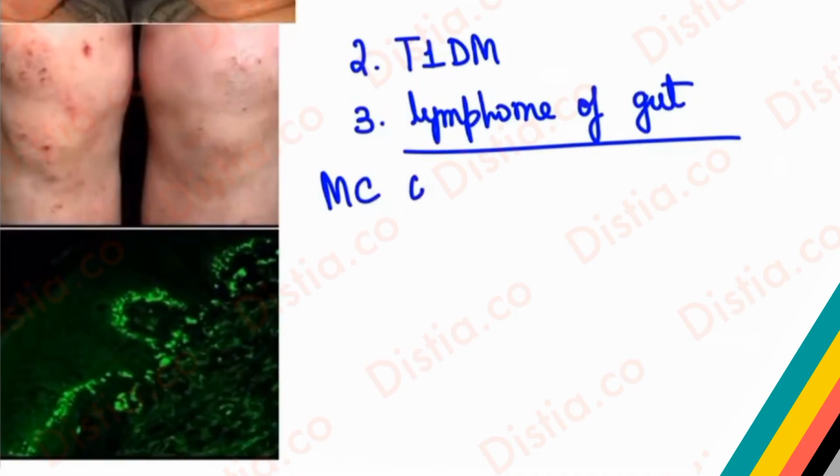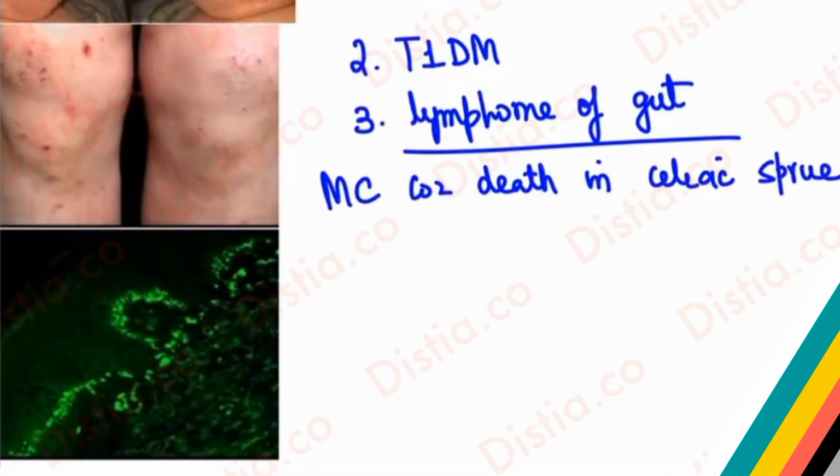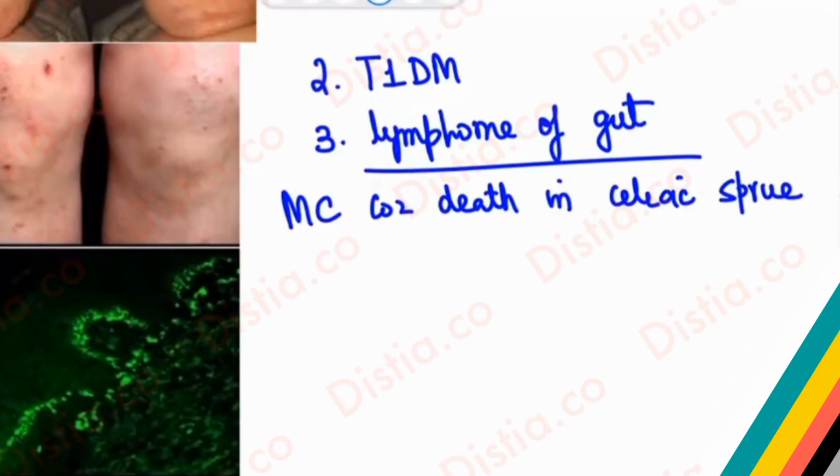The point number 3 that I've written is, if he asks what is the most common cause of death in celiac sprue, then do not answer malabsorption, malnutrition, or electrolyte imbalance because diarrhea is occurring. Do not answer any of the earlier statements that I said. The number 1 cause of death in celiac sprue is to be answered by you as malignancy.